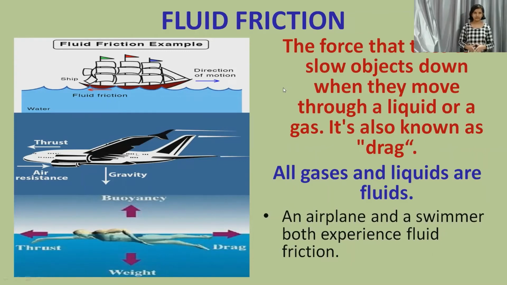All gases and liquids are fluids. The force that is exerted when an object moves through a liquid or a gas is known as fluid friction. This is also known as drag. An airplane, a ship, and a swimmer all experience fluid friction. Fluid friction depends on the shape of the object, the size of the object, and the nature of the fluid. This is why all aeroplanes and ships have a streamlined shape.